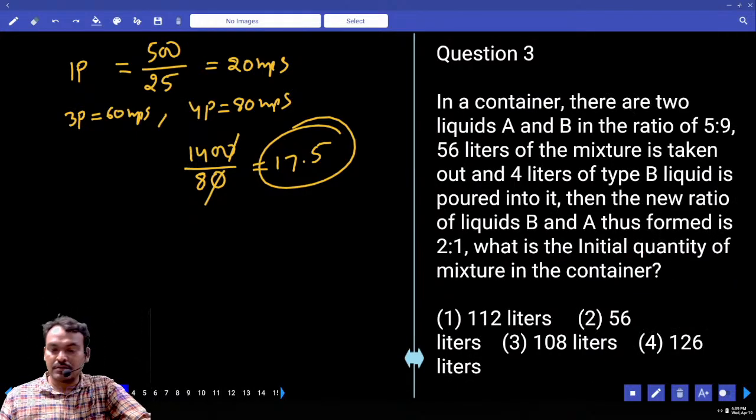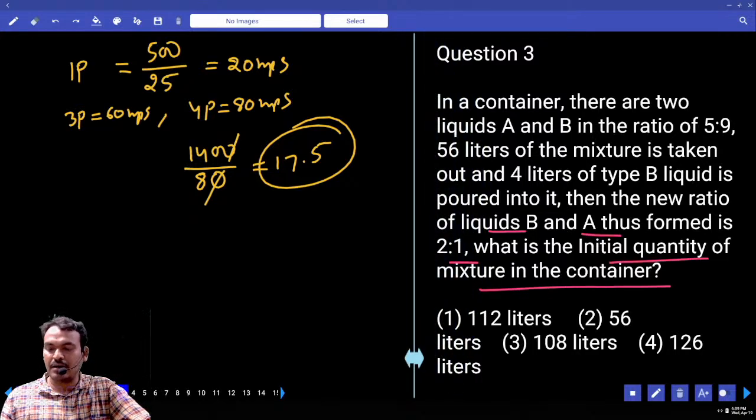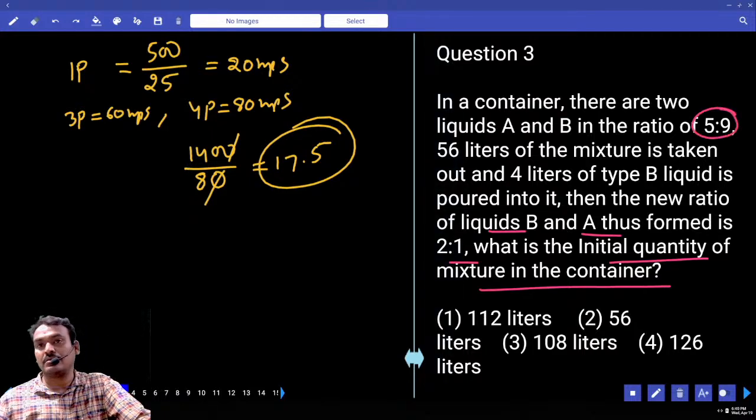Question number 3. In a container there are 2 liquids A and B in the ratio of 5:9. 56 liters of the mixture is taken out and 4 liters of type B liquid is poured into it. Then the new ratio of liquid B and A thus formed is 2:1. What is the initial quantity of the mixture in the container? Initially A and B are in how many parts? 5 plus 9, 14 parts.